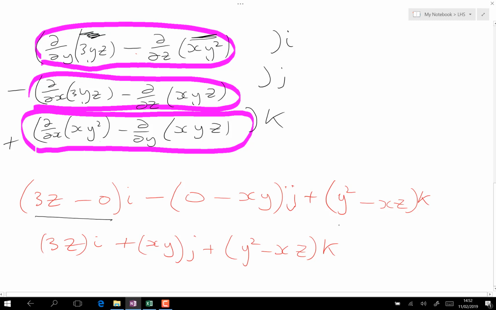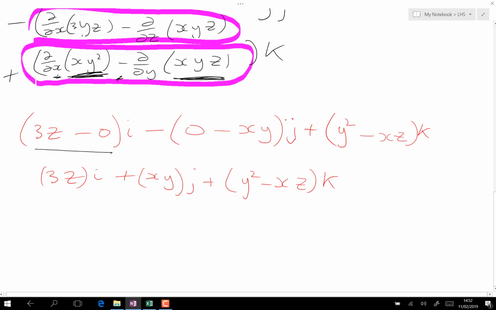So if we look at the last one, for example, the coefficient of k, it's this term here differentiated with respect to z minus this term here differentiated partially with respect to y, and we should get the answer we see here, 3z i plus xy j plus y squared minus xz k. And there we have our solution for the curl of a given vector.